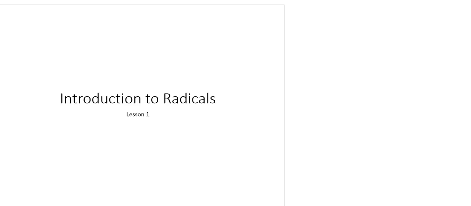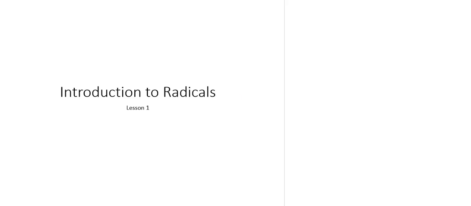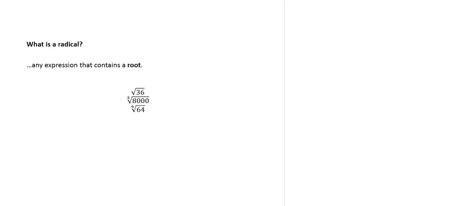Okay, this video here is going to be a quick little introduction to radicals. First off, what is a radical? Well, a radical is any expression that contains a root. As we move along, we'll see exactly what a root is and what that means. But here we have three examples of radicals, all of which contain a root. We have the square root of 36, the cube root of 8,000, and the sixth root of 64. By the end of this little lesson, you should be able to actually simplify all of these.